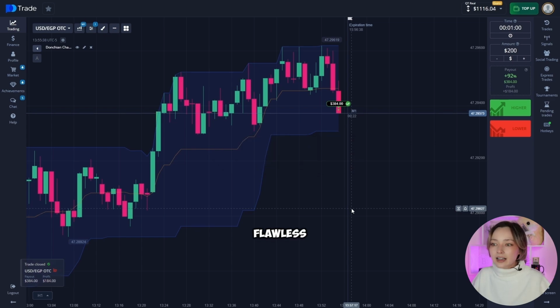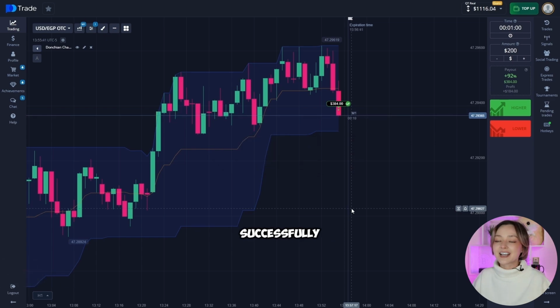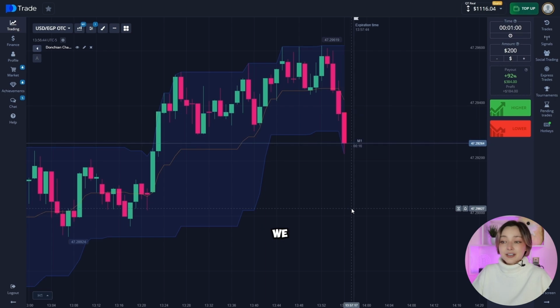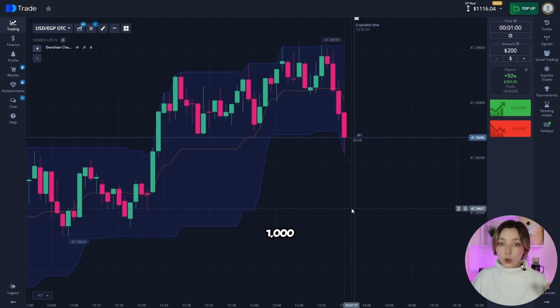Look what a flawless motion we captured, and we have successfully made a profit. I think we can sum things up now. Starting from $300 invested, we managed to increase the account balance to $1,100. Imagine what would have happened to your account balance had you been trading with me all along.